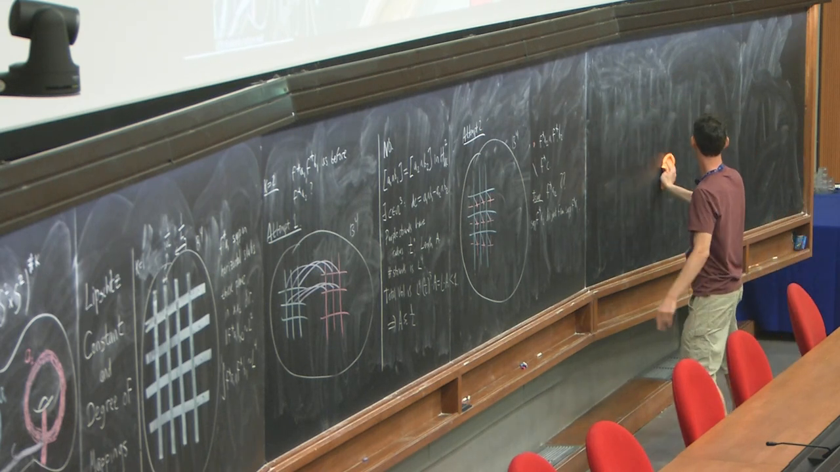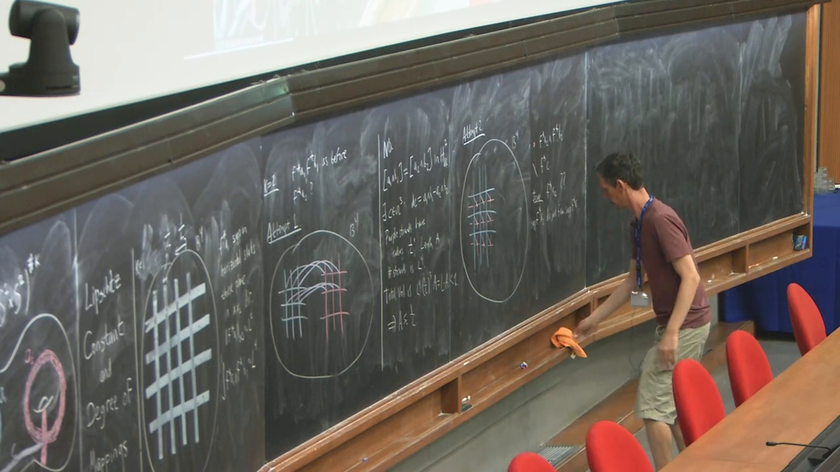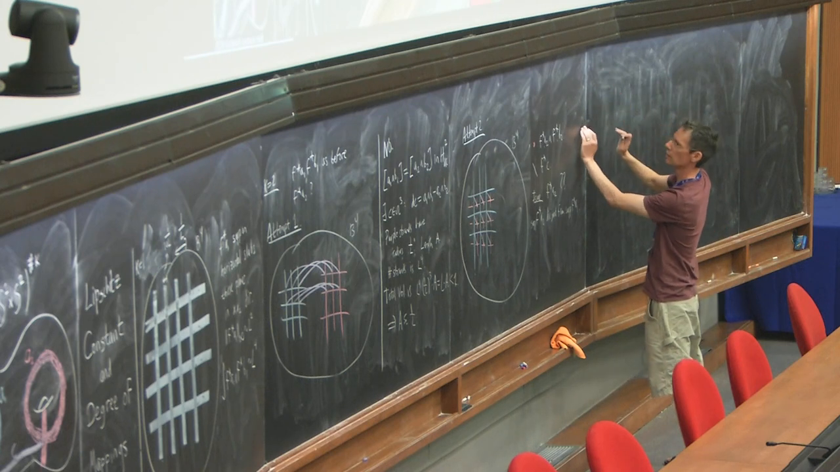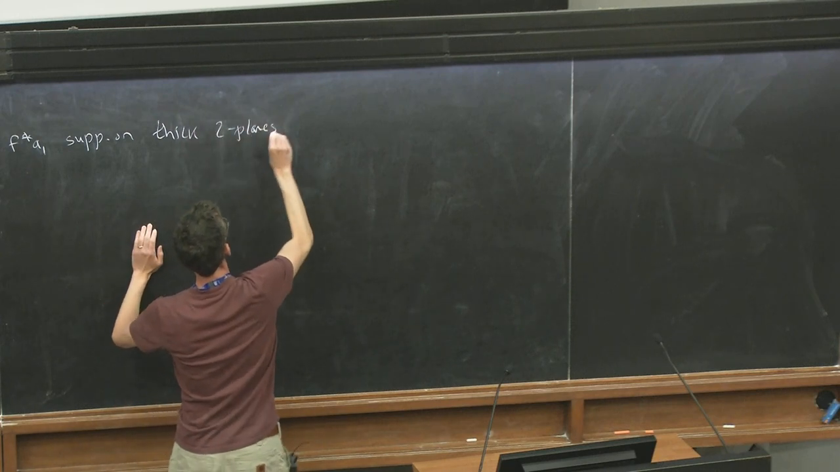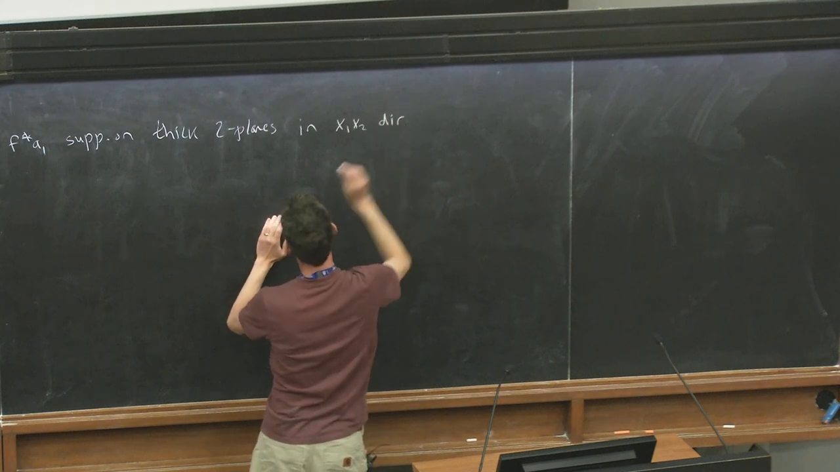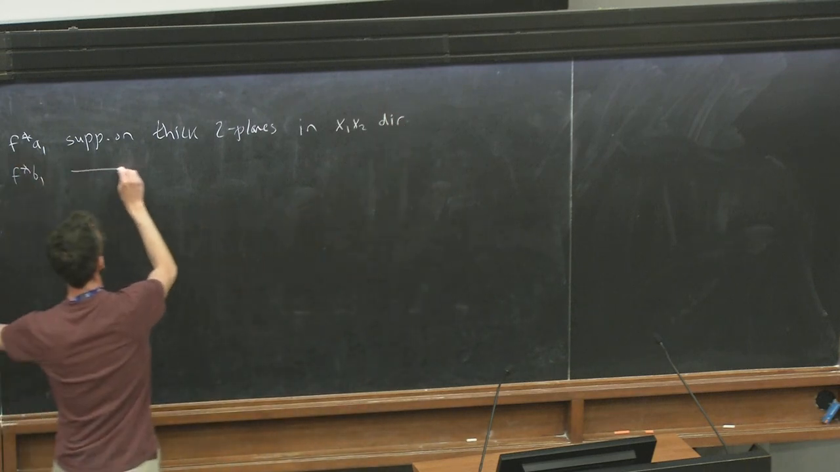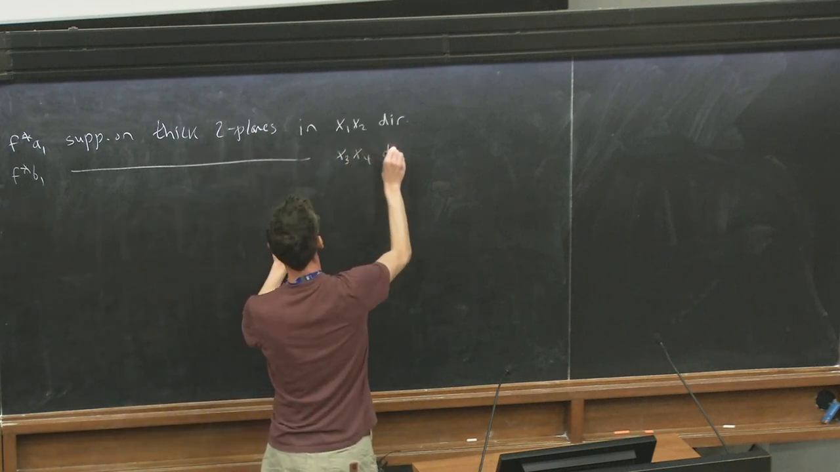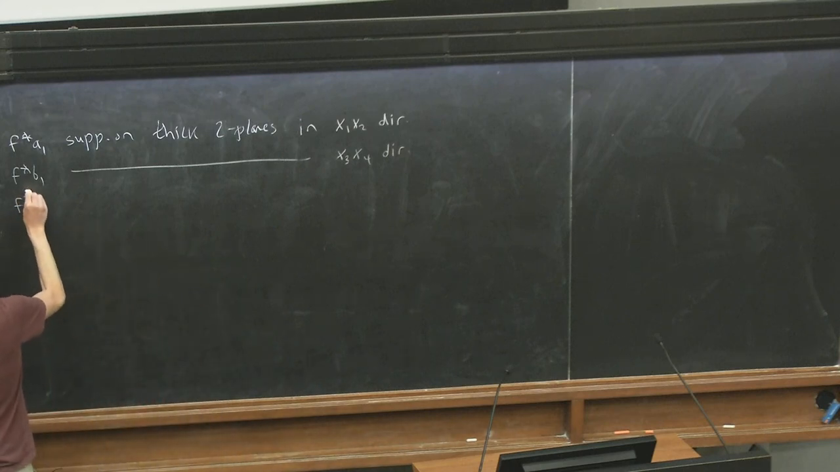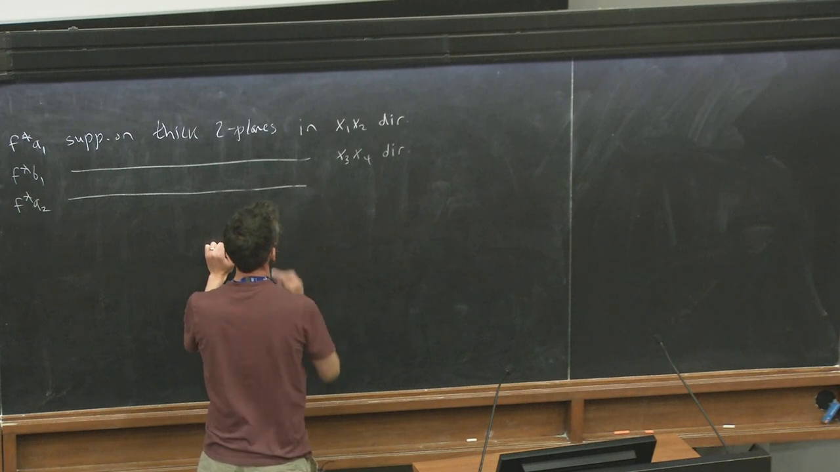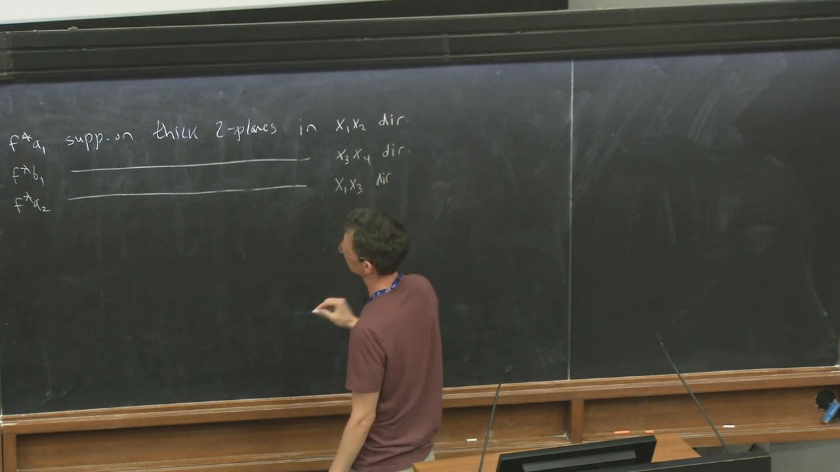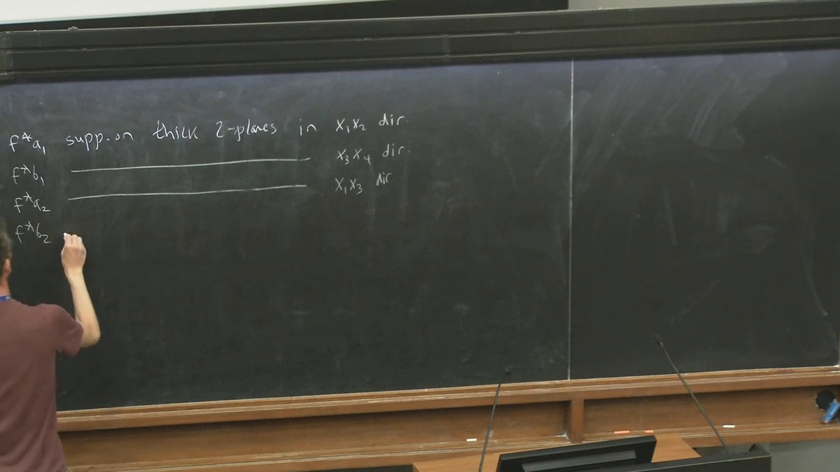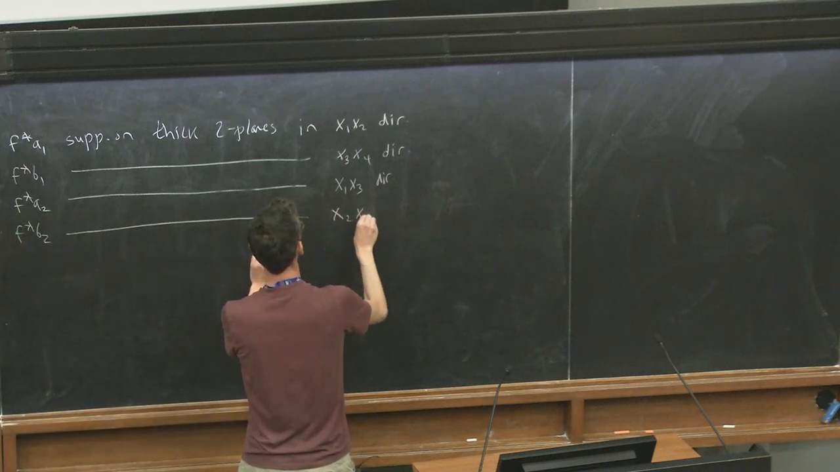OK. So let's remind ourselves, the pullback of A1 is supported on some thickened two planes in the x1, x2 direction. And the pullback of B1 is similarly supported on some thickened two planes in the x3, x4 direction. Now, what are we going to do with the pullback of A2? It's going to be supported on some thickened two planes in a different direction, say the x1, x3 direction. And then the pullback of B2 will be supported on some thickened two planes in the x2, x4 direction.